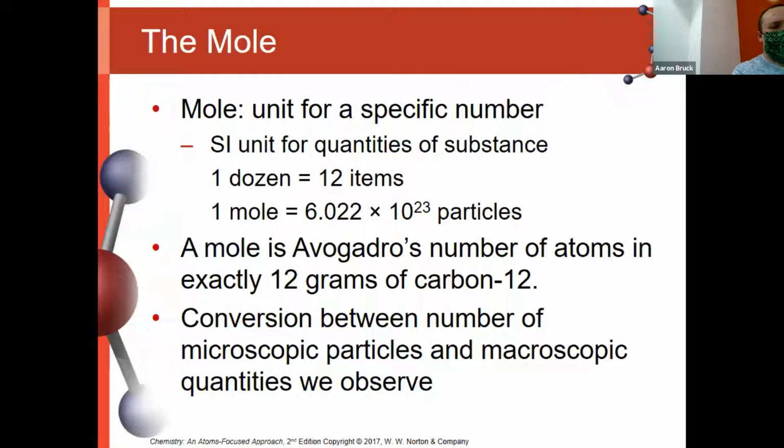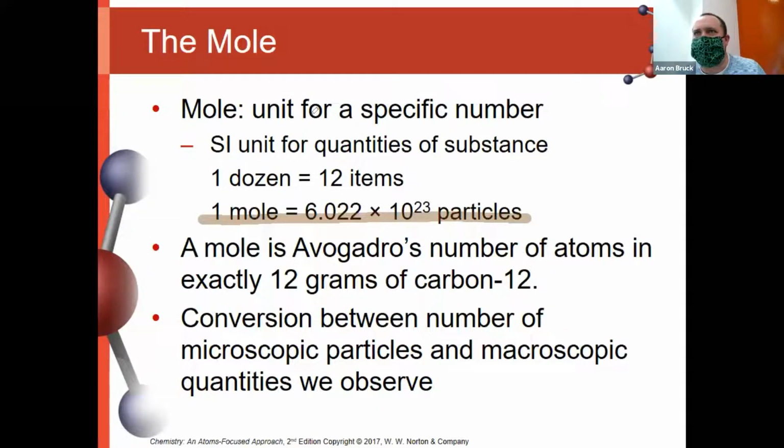The chemical mole is equal to Avogadro's number of objects, 6.022 times 10 to the 23rd. Now, the nice thing about the mole is that almost every other way that we can characterize things comes back to that concept as well.